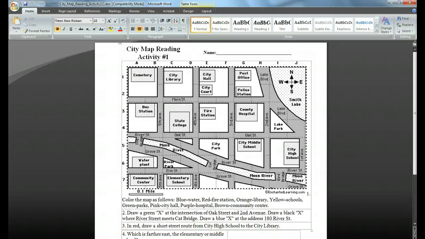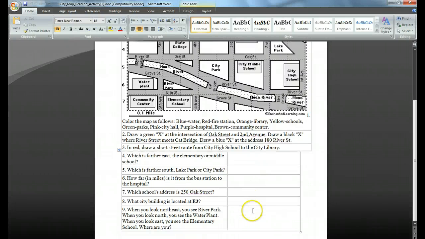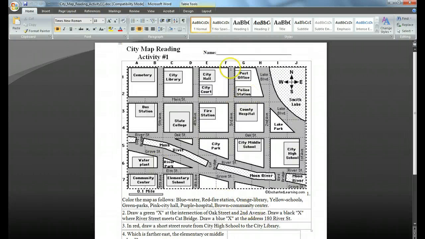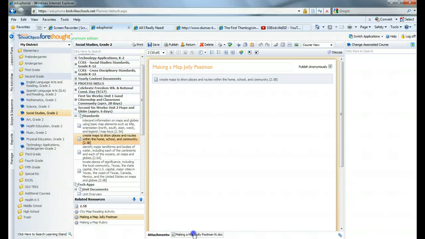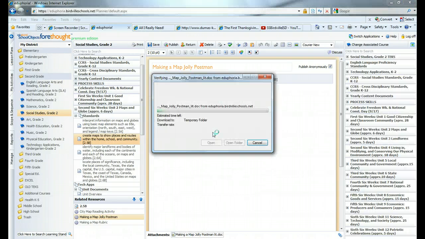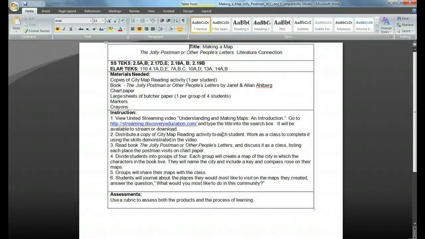And it talks, here's a picture of a map, and it talks about how to color the map, and it has questions here for you to do. So I have that as one activity I have for you. In addition to that, I have making a map of the Jolly, it says Jolly Postman. And these are all things that were on CCO last year, so I've just moved them over so that you have them. This talks about understanding and making maps. It even gives you a United Streaming. It talks about there might be a United Streaming video that you might want to look at.